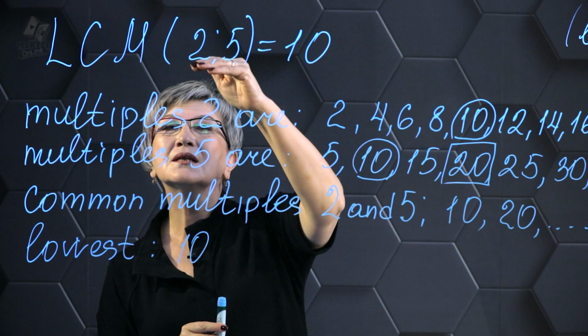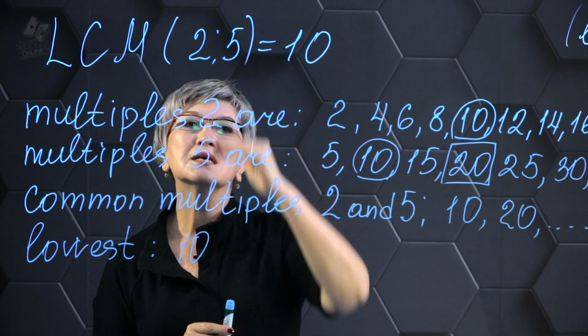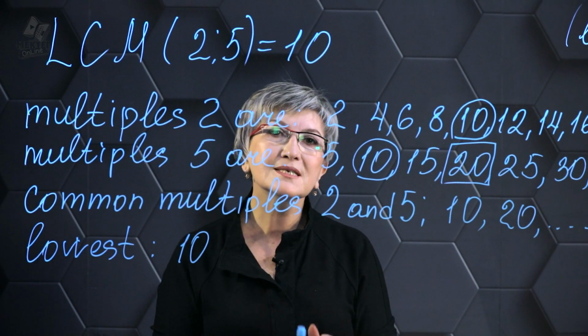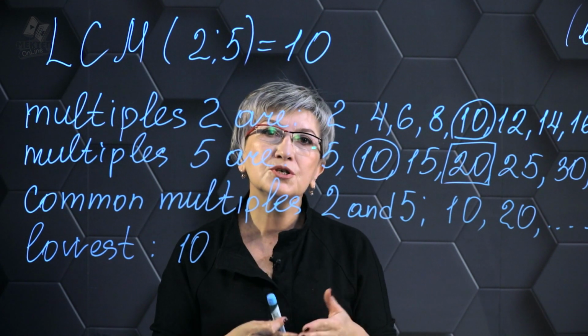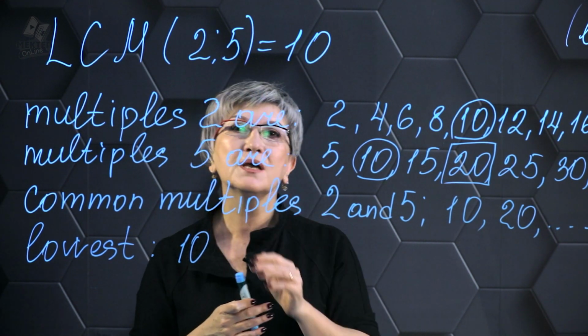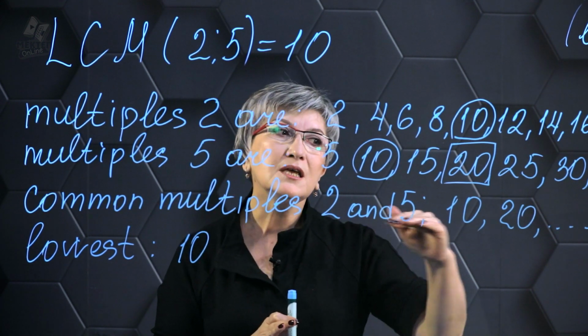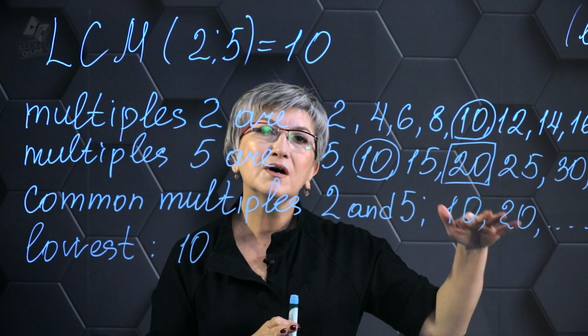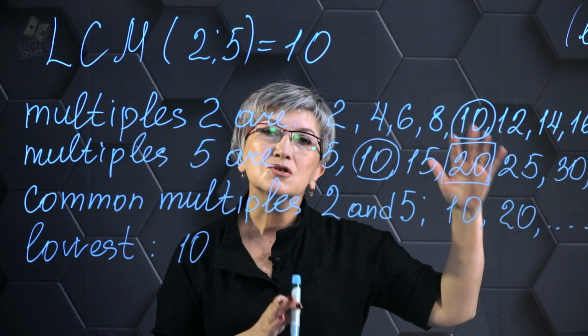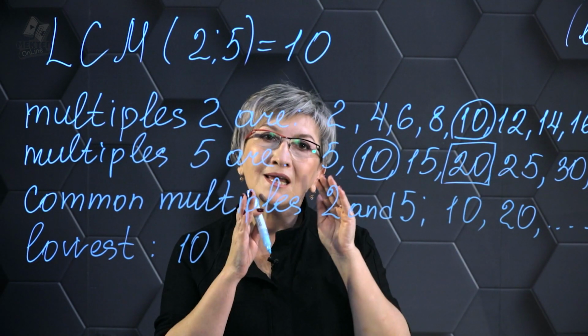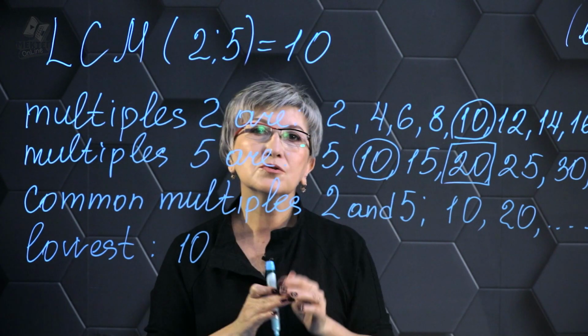That's it. So I discovered this number, and it is the number 10, just checking. 10 can be divided evenly by 2, and 10 can be divided evenly by 5. Therefore, 10 will be the least common multiple for the numbers 2 and 5. If I jot down the common multiples, there will be a bunch of them. It'll be 10, 20, 30, 40, 50 and so on. However, the smallest number will be the number 10.